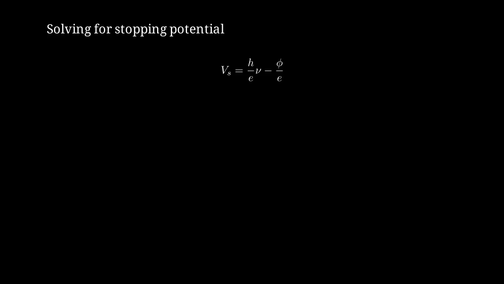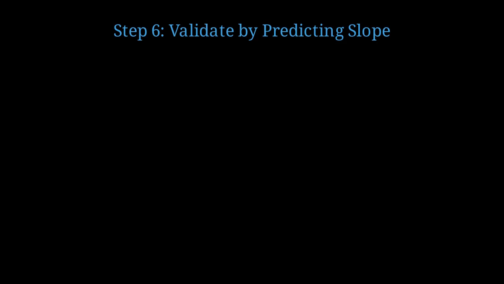Vs equals h over E times nu minus phi over E. This is the equation of a straight line. Vs is y, nu is x, slope is h over E, and intercept is negative phi over E. Final validation step. The slope h over E should be universal. Let's calculate what it should be and compare to experiment.